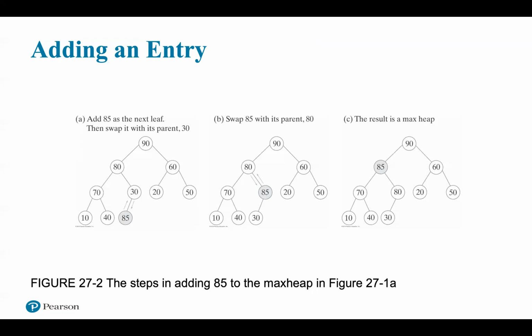So figure 27.2a is no longer a heap since 85 is out of place. To transform the tree into a heap, we let 85 float up to its correct location. Since 85 is larger than its parent, 30, we swap it with the parent, as figure 27.2b shows. The 85 is still larger than its new parent, 80, so we swap it again, figure 27.2c. Now 85 is less than its parent, so we have transformed the tree in figure 27.2a into a max heap.